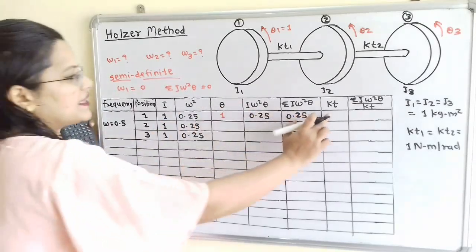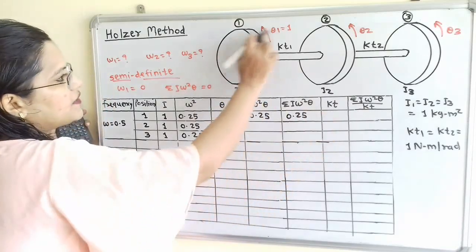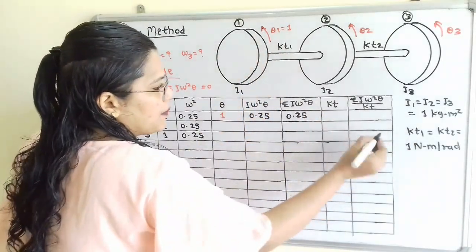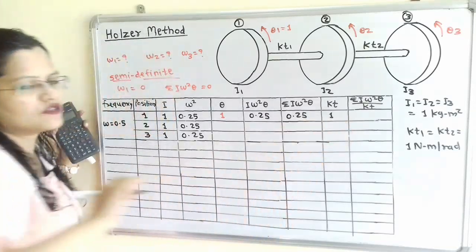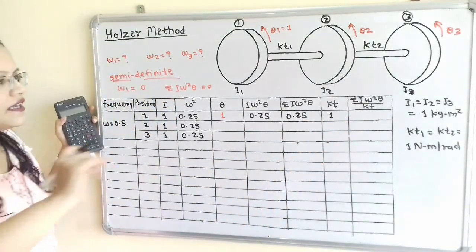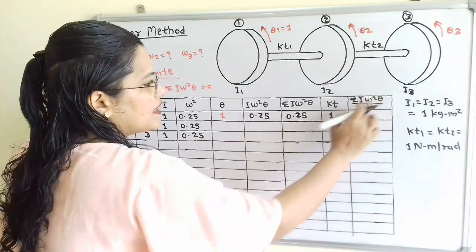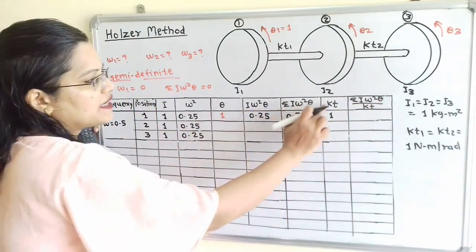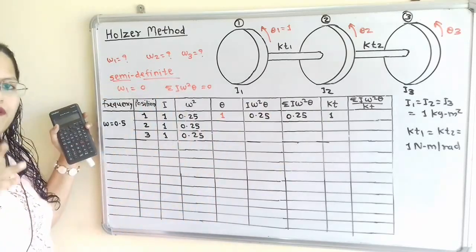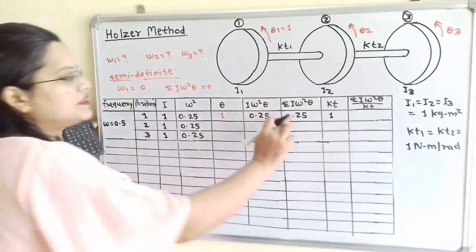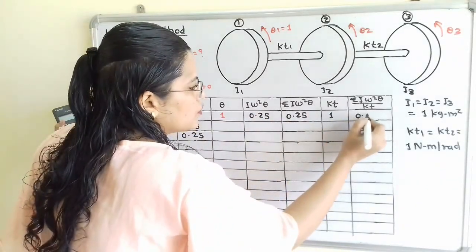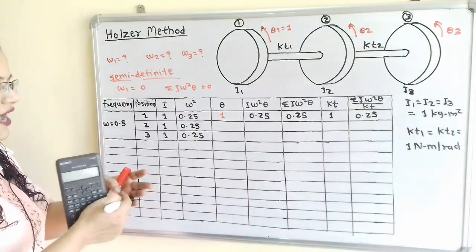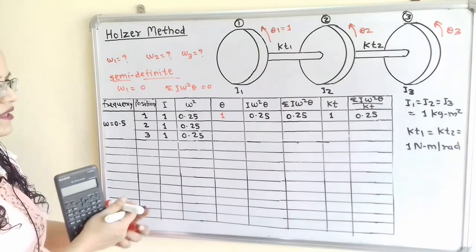Now next one is KT. So for KT, if we observe, here is the value of KT1 we have to apply, that is 1. That is also mentioned in the question. Now next, summation of I omega square theta by KT. So summation of I omega square theta and this KT. So we have to refer previous two columns and its value is 0.25. So now this 0.25 I will write with the help of red marker.